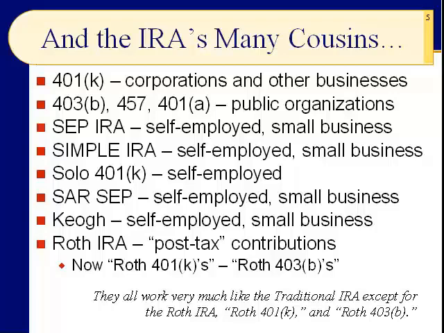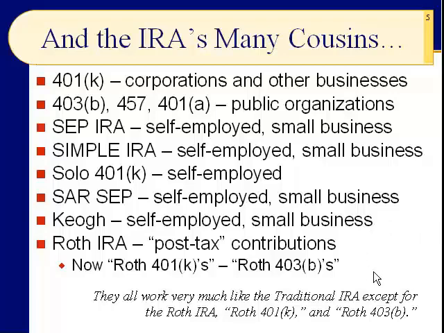Slide number 5, the IRA that has all these cousins: the 401k, the 403b, 457, 401a, the SEP IRA, the Simple IRA, the Solo 401k, the SARSEP, which has actually been discontinued. You have to have one grandfathered in, but you can't start a new one. The Keogh, which is not as popular as it used to be, and then the Roth IRA.